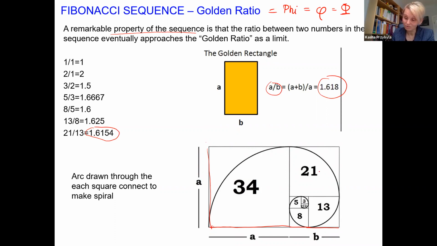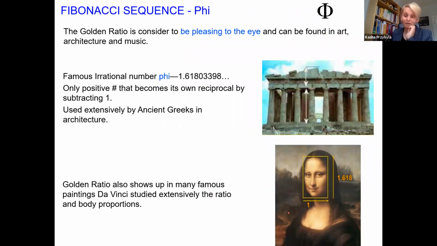We can see also the Fibonacci numbers, the spiral. When you see this spiral, we can see it everywhere. I can show you, and we know how we can draw an arc and connect in each square, and we will create that spiral. And let's look at this. Again, the Phi number, the golden ratio.